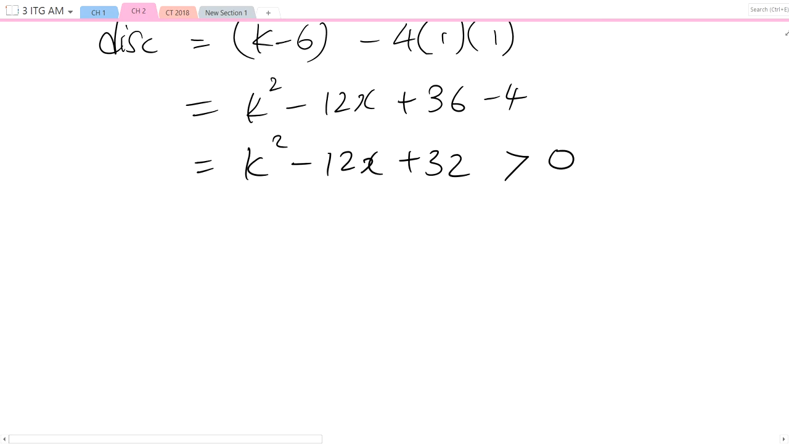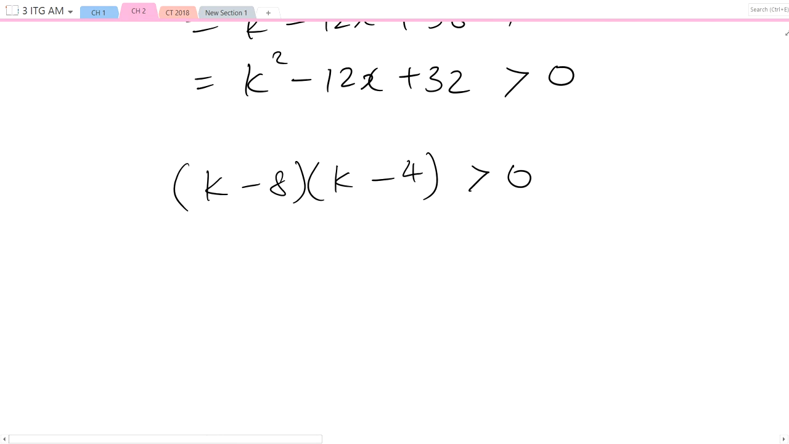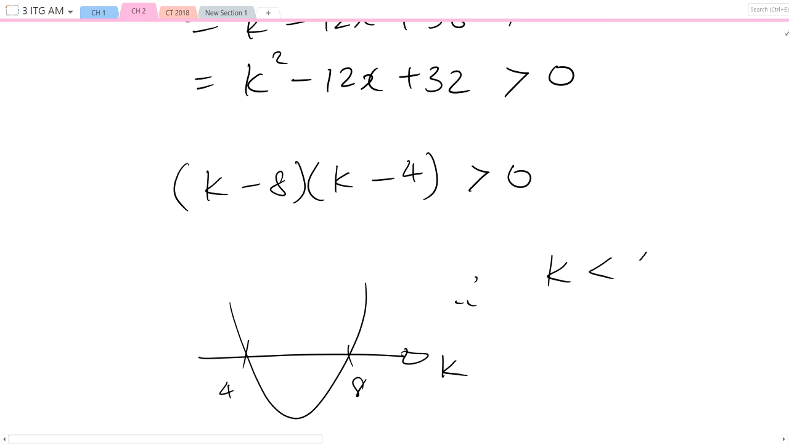Now I want to factorize this. Greater than 0. Then draw your axis, k axis. Parabola opening upwards, this being 4, this being 8. The region I want will be k less than 4 or k more than 8. Is this the correct answer? Okay, good.